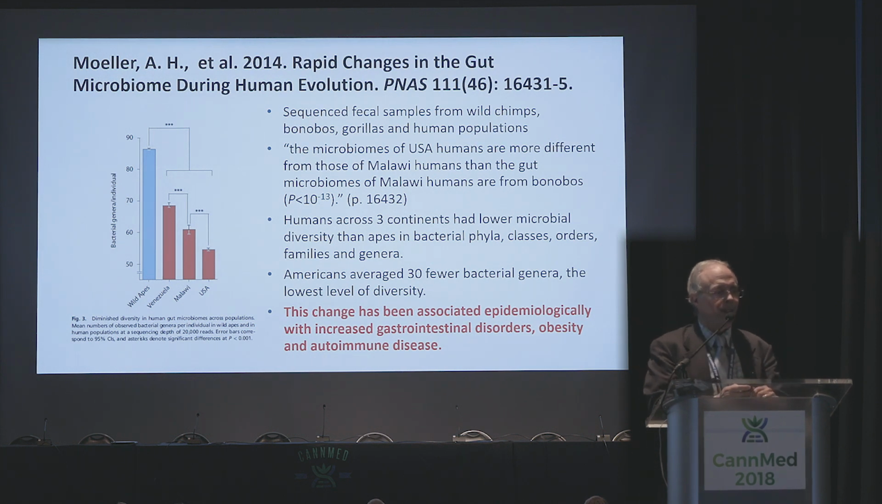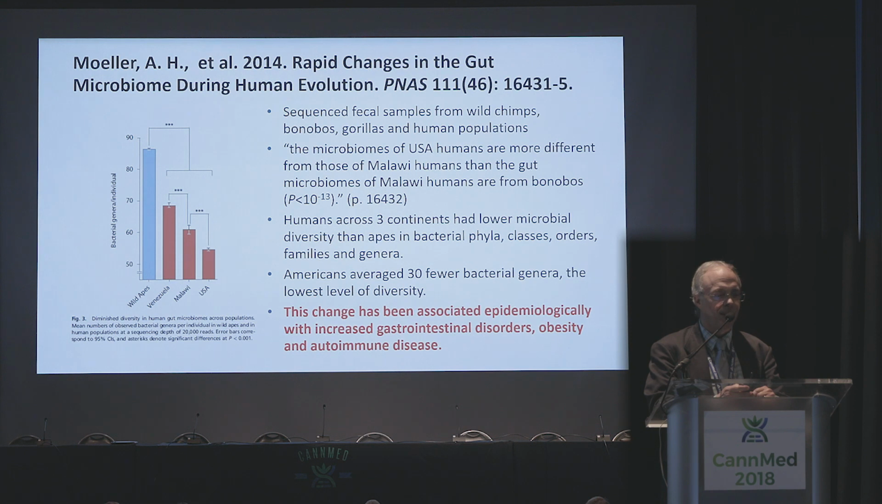This fellow, Dr. Moeller, did a very interesting study. They actually went and sampled in the field fecal samples from wild chimps, bonobos, which are pygmy chimps, our closest genetic relatives, gorillas, and human populations. The microbiomes of American humans are more different from those of Malawi humans than the gut microbiomes of Malawi humans are from bonobos. And you see the p-value there. You never see values like this unless it is a clear finding.